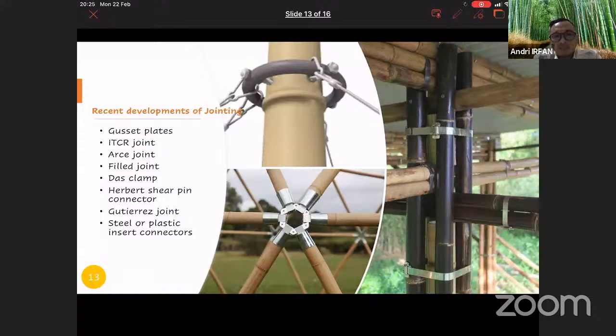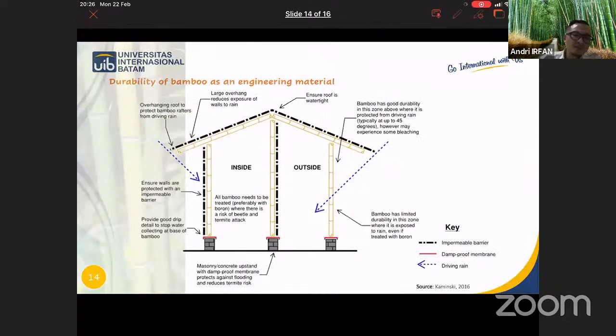Recent examples include the cassette plates, ITCR joint, arch joint, file joint, dash clamp, Havertz pin connector, wedge joint, steel or plastic, and a lot of the other modern joints. It's an example about the durability of bamboo as an engineering material.